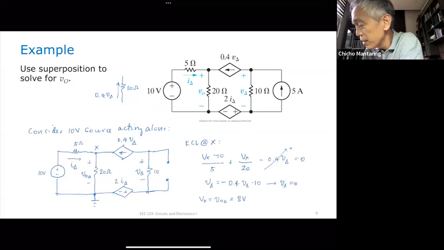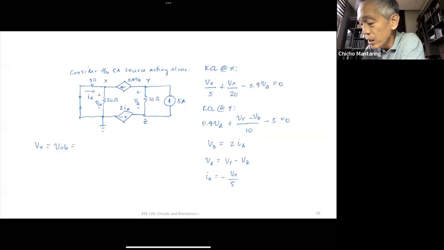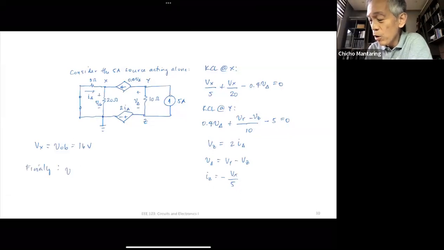ano nga ba siya? 16 volts. No? 16 volts. So finally, VO will be VOA plus VOB. So this is going to be 8 plus 16, which is 24 volts.